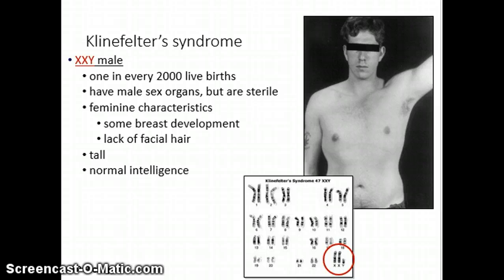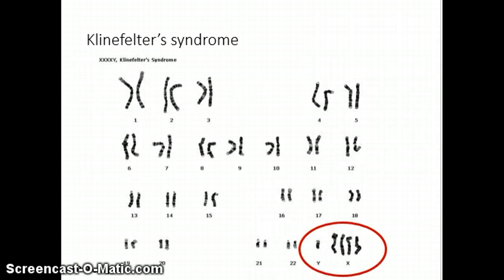Klinefelter syndrome occurs in 1 in every 2,000 live births. They have male sex organs, but they are sterile. There can be feminine characteristics, like breast development or lack of facial hair. They tend to be tall, and they tend to have normal intelligence. So that's when males get an extra X. You can see down here the karyotype showing that extra X chromosome, and here's another close-up. This male actually has 4 X chromosomes.